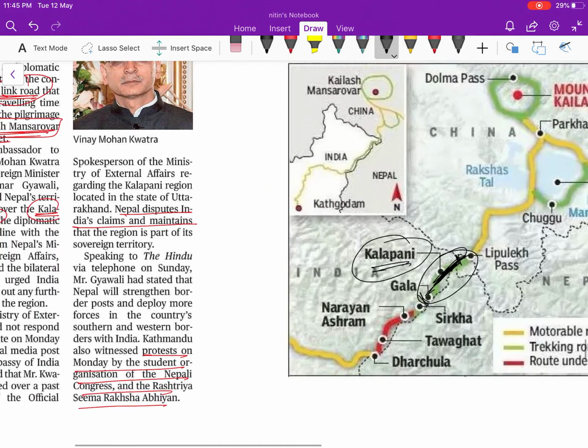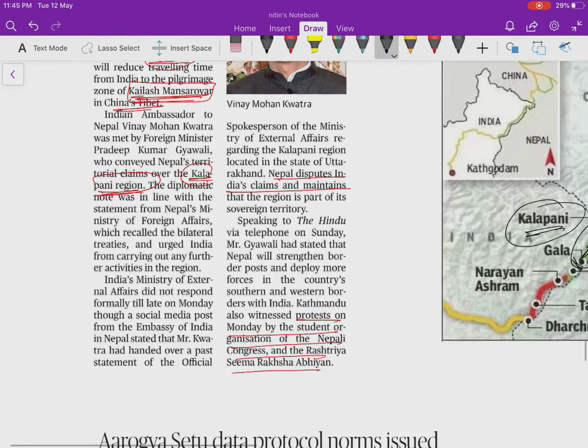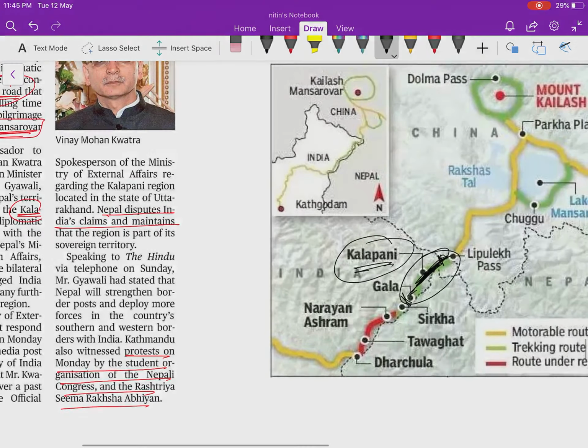This particular link road will help in reducing the journey of the Kailash Mansarovar Yatra by around 6 hours, or say, it is more than that, I believe around 6 days, right? So more than 6 days of pilgrimage time would be saved this way.